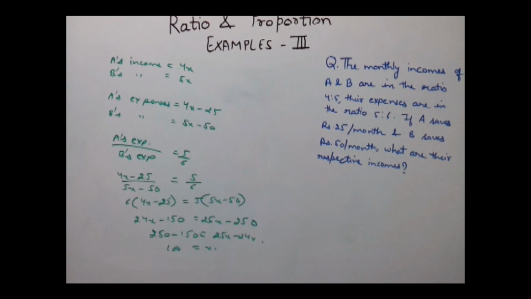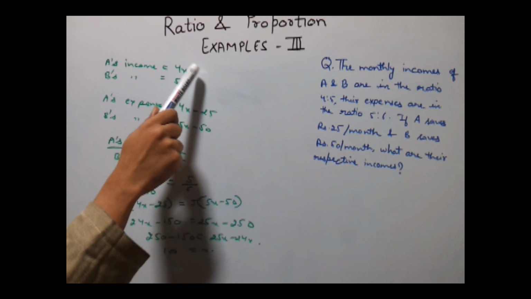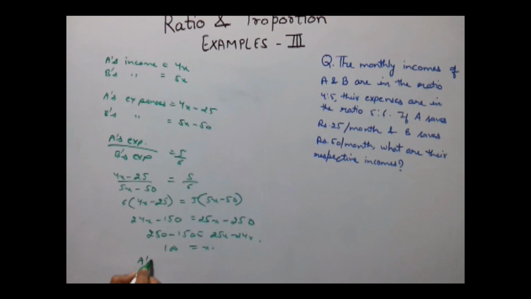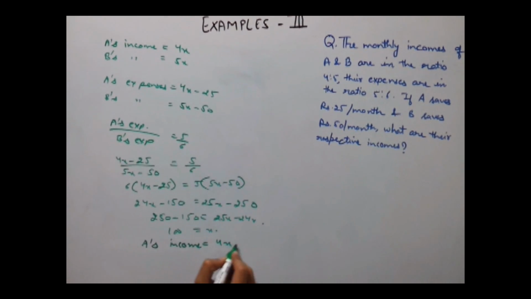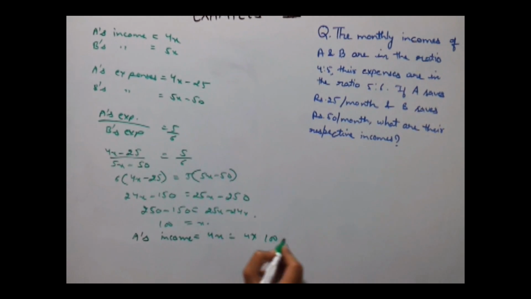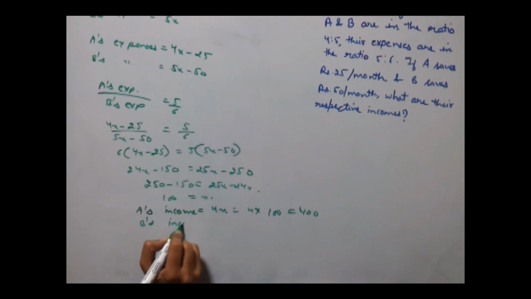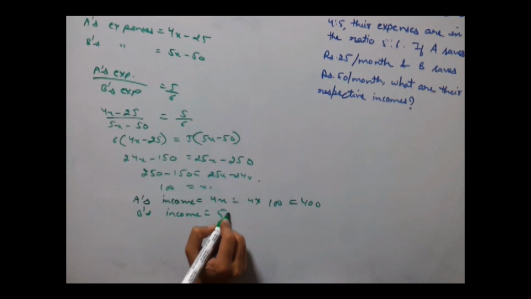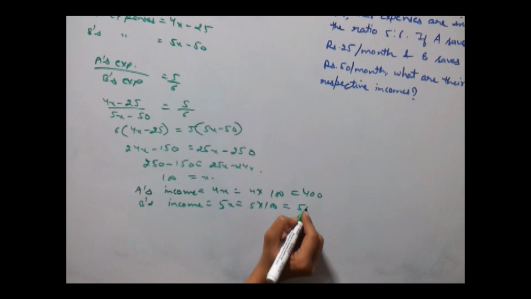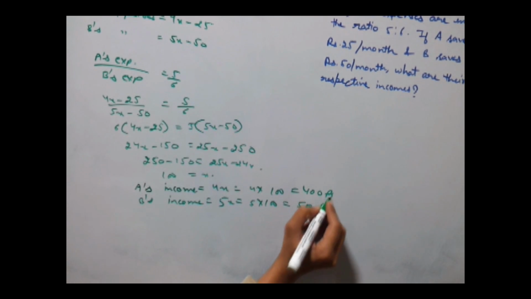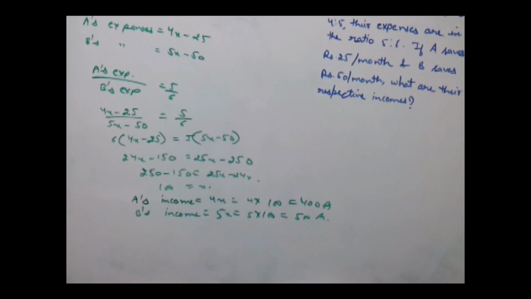Now we have to find out their respective incomes, and we have supposed that their incomes are 4x and 5x. So A's income is equal to 4x, which is equal to 4 into 100, that is 400, and B's income is equal to 5x, which is 5 into 100 is equal to 500 rupees. So their actual incomes are 400 rupees and 500 rupees.